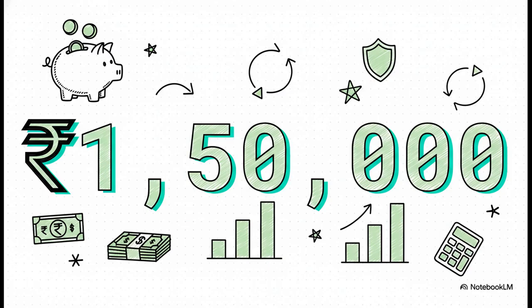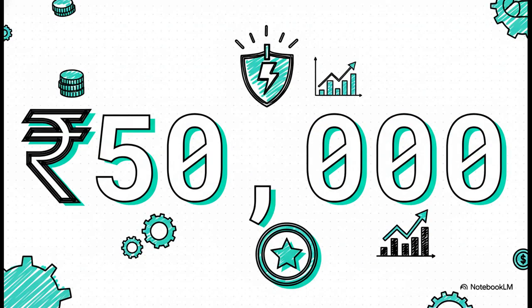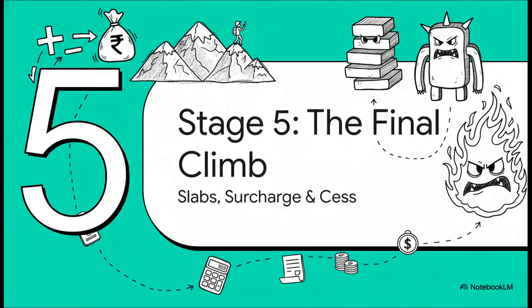But what if I told you there was a secret power-up? And here it is. This is like a secret level. By contributing to the National Pension System, or NPS, you can unlock an extra deduction of 50,000 rupees. And the best part, this is over and above that 1.5 lakh limit we just talked about. So if you plan it right, you could potentially claim deductions up to 2 lakh rupees just from these investments alone.